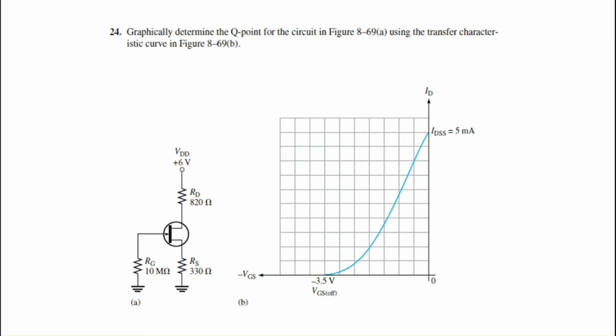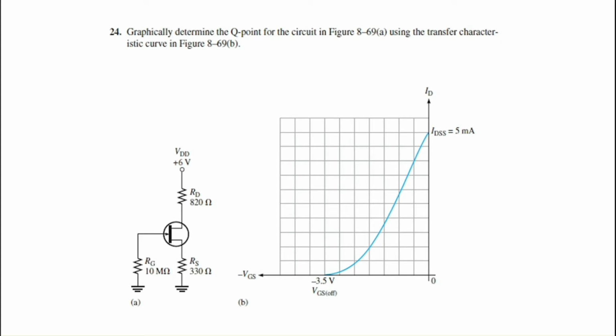The first question is question number 24 of your textbook. It states that we need to determine graphically the Q point for the circuit, using the transfer characteristics curve that has been given. Just by visually inspecting this JFET circuit, we can see that the JFET has been self-biased. What that means is that your gate voltage is equal to 0.